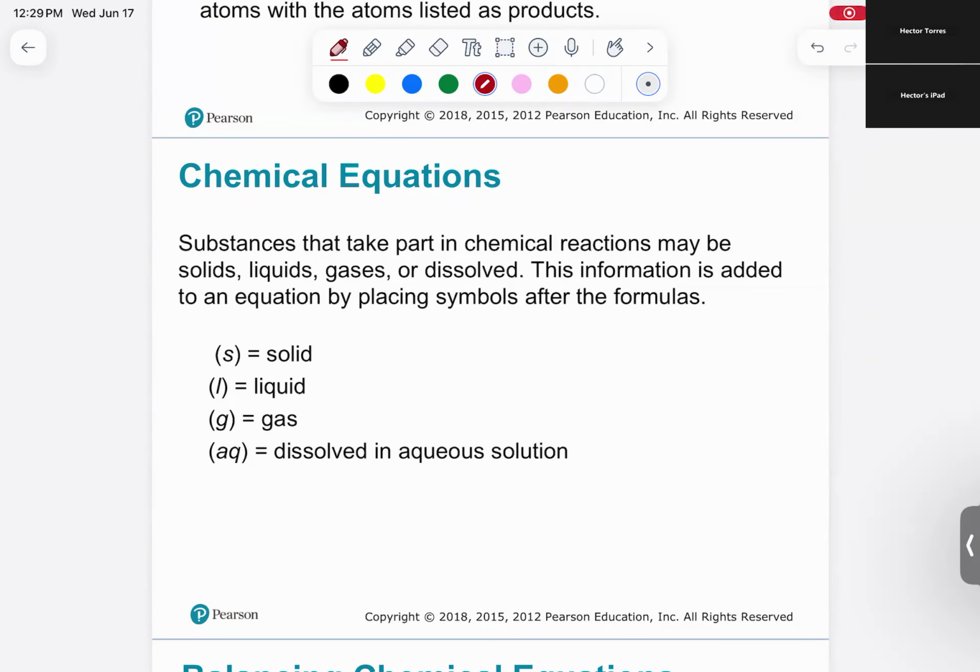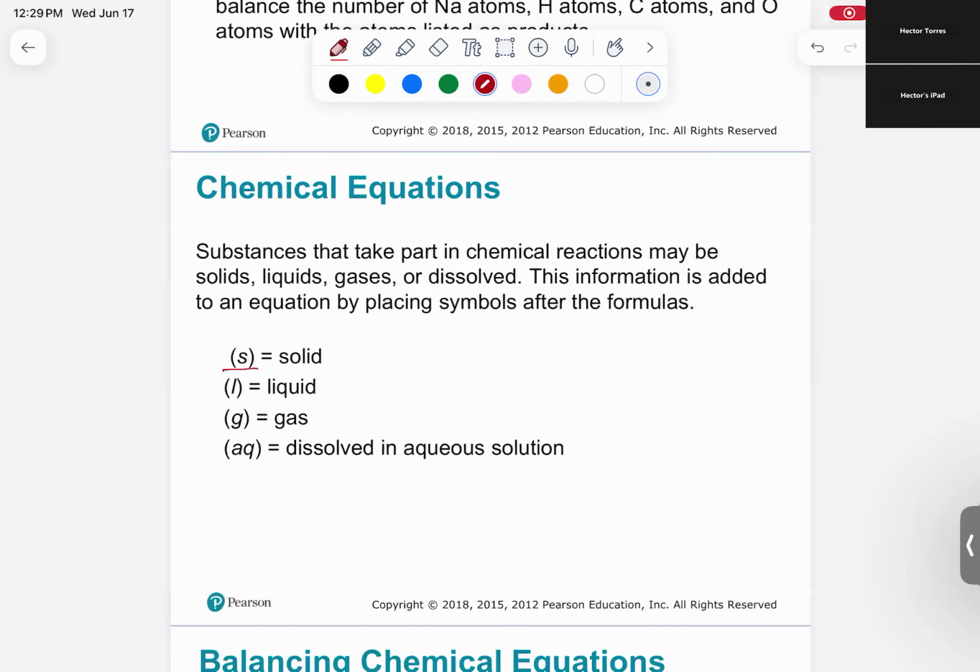We usually notate this by putting it in parentheses and then putting a symbol or an abbreviation of what kind it is. So we have solids, liquids, gases, and then aqueous is AQ. Aqueous means it's something that is dissolved in an aqueous solution. And when we say aqueous solution, this is typically going to be H2O. Okay, so water.